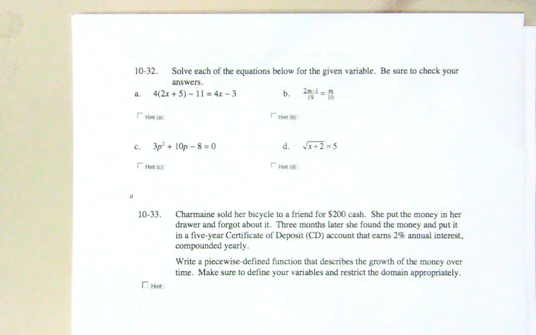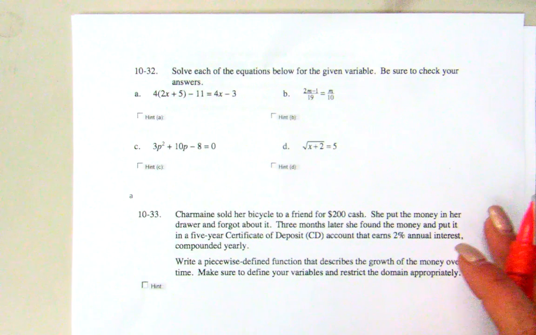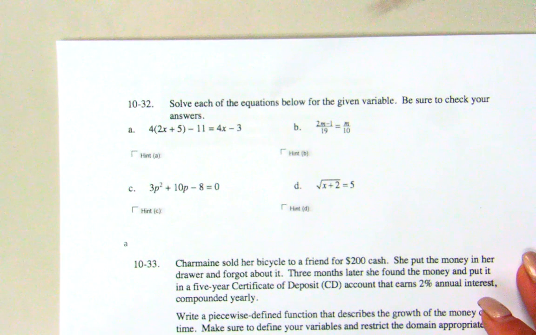Okay, this is Math 2. We're doing 32 to 35 first, and then I'm going to press pause and we're going to continue on from there. So, first one. Solve each equation below for the given variable. Be sure to check your answers.